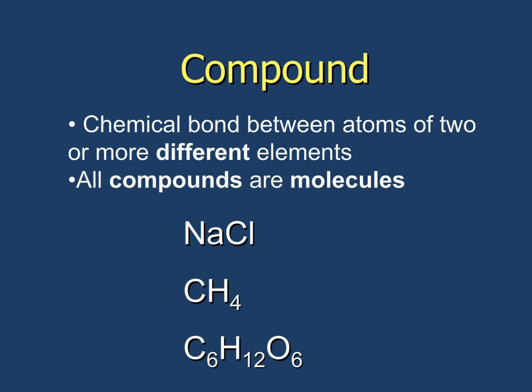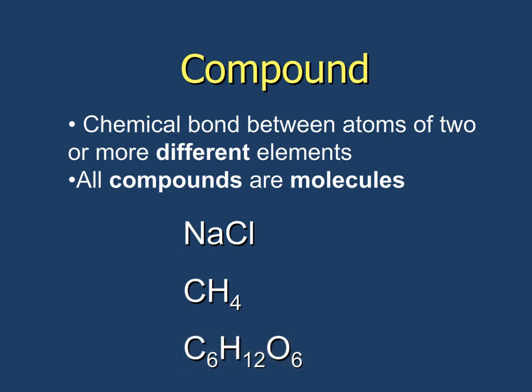On the other hand, a compound is a more specific type of molecule. A compound is a chemical bond between atoms of two or more different elements. For example, sodium chloride is a common compound made up of sodium and also chlorine. Methane, CH4, is also a very common compound produced in the large intestines. Doesn't smell too great. It's made up of carbon and four hydrogen atoms. And the compound at the bottom, of course, is glucose, C6H12O6, made up of 6 atoms of carbon, 12 atoms of hydrogen, and 6 atoms of oxygen.